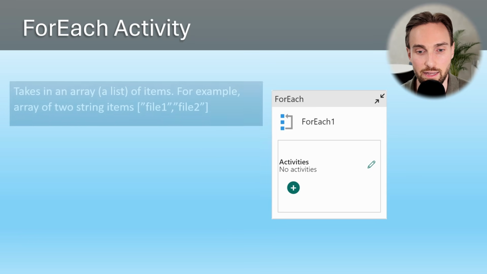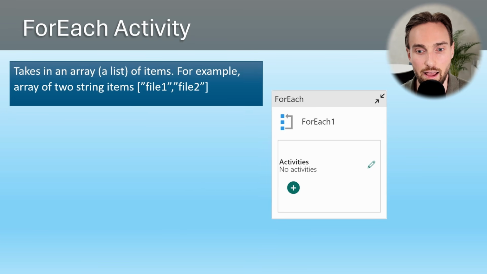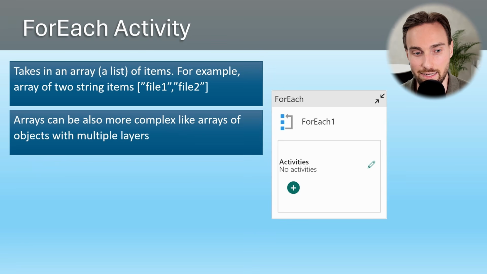For each activity is an activity that takes in an array of items. For example, a simple array of string items could just contain 2 strings. These arrays can also be way more complex, like arrays of objects with multiple layers that will allow you to build very powerful configuration-based logic into your pipelines.